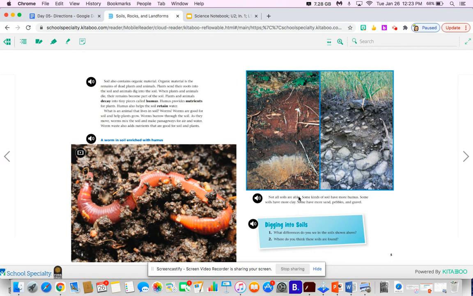Not all soils are alike. Some kinds of soil have more humus. Some soils have more clay. Some have more sand, pebbles, and gravel. And we learned about that on the first page. There are all different types of soil depending on what types of rocks they have, if some have more humus than others, and all of Earth's materials.